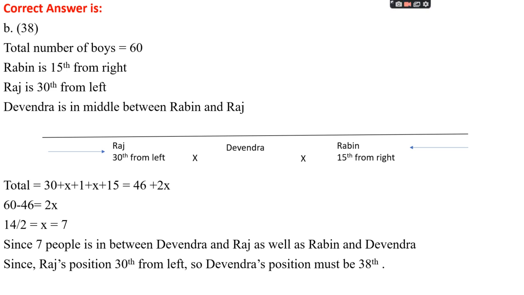We know that the total number of boys in the class is 60. 60 minus 46 is equal to 2x, and then 14 divided by 2, we get 7 people between Raj and Devendra, and between Devendra and Ravin. Raj's position from the left-hand side is 30, we know. So Devendra's position will be 38, because with 7 people, there's a 37 rank, so Devendra's rank must be 38 from the left-hand side.